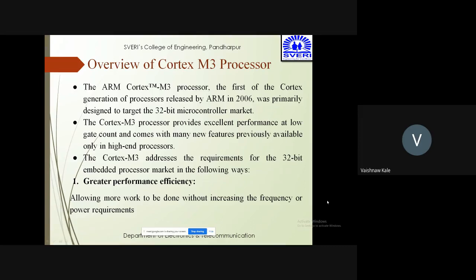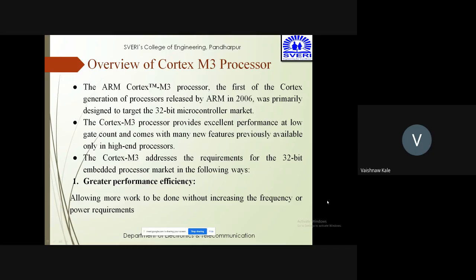Then we are going to see the overview of the Cortex M3 processor. It is one of the first of the Cortex generation of processors released by ARM in 2006, and specially designed to target the 32-bit microcontroller market. It provides excellent performance at low gate count and comes with many new features previously available only in high-end processors. The features that were for high-end processors have all come into the M3.